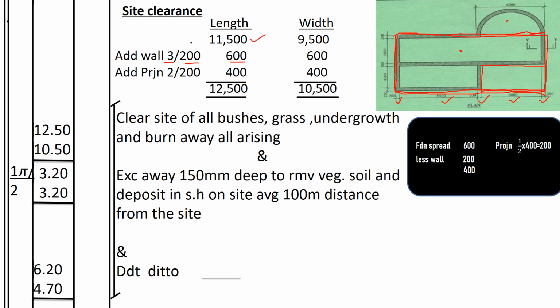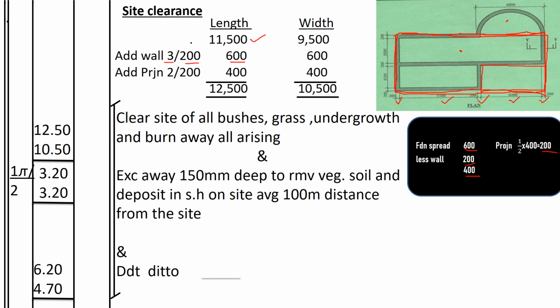How do we find projection? If you look at this black part, we use the foundation spread, which is in the section. The foundation spread is 600. We less the walls. The walls is 200. So 600 minus 200 is 400. 400 divided by 2, we shall get the projection of the foundation base on both sides. The one we are concerned with is on the external part, because that one we have to cater for. We shall have to add that length when doing site clearance.